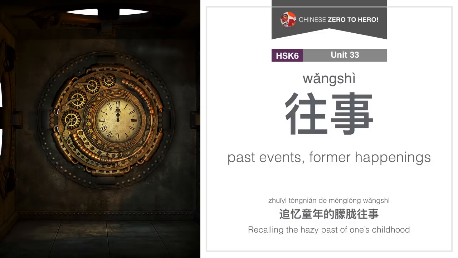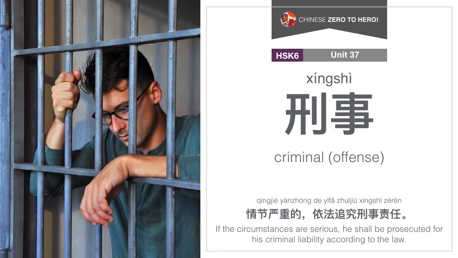In HSK 6, we also learn the word 往事, meaning past events or former happenings. 追忆童年的朦胧往事, recalling the hazy past of one's childhood. In HSK 6, we also learn the word 刑事, meaning criminal, as in criminal offense. 情节严重的，依法追究刑事责任。If the circumstances are serious, he shall be persecuted for his criminal liability according to the law.